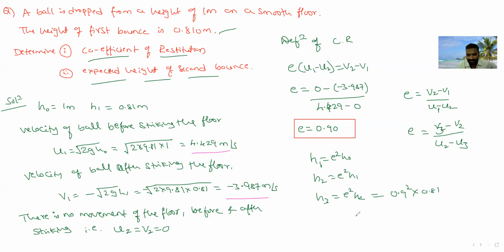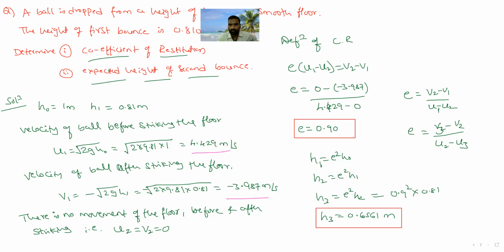That is also the correct answer. H3 is equal to 0.6561 meter. So this is also the correct answer. But again, there is one more method, that I will also tell. So I will write this or also. So how to determine?